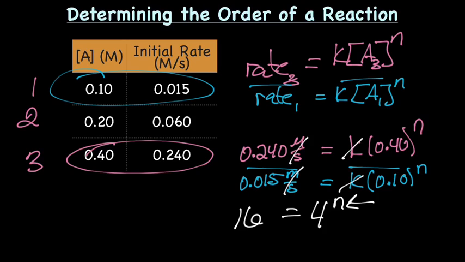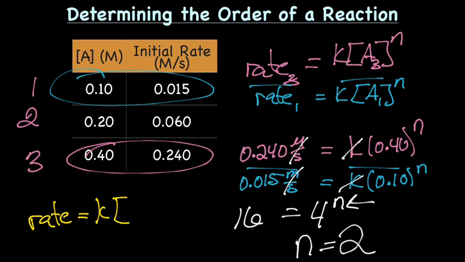How do we get 16? Well, 4 times 4 is 16, right? So we would need to square the 4. So N equals 2. This is a second order reaction. So for this one, our rate law would be rate equals K concentration A to the second.